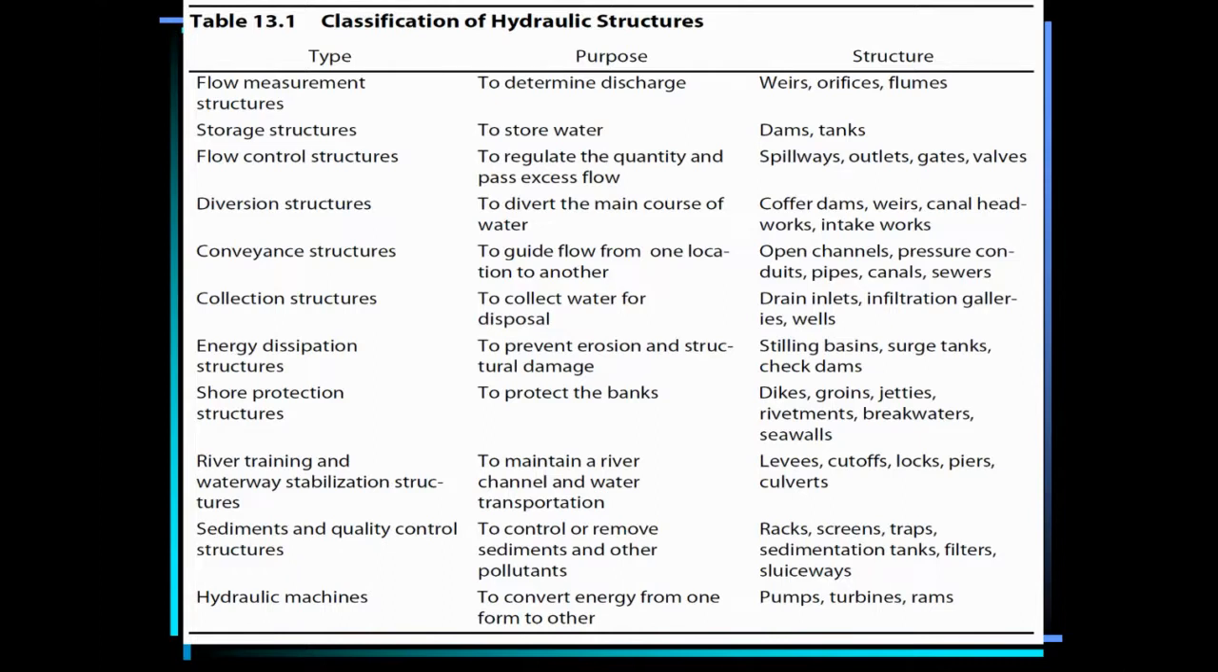And you have river training and waterway stabilization structures. Their purpose is to maintain a river channel and water transportation. The structures that fall under this are levees, cut-offs, locks, piers, culverts. We know culverts. They are meant to maintain a river channel and water transportation.